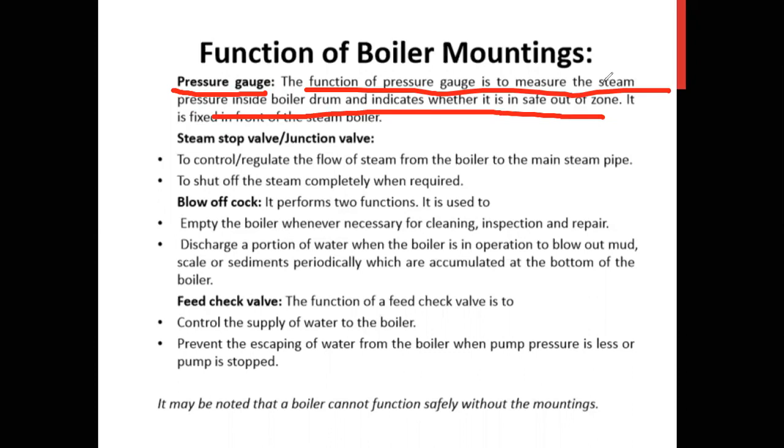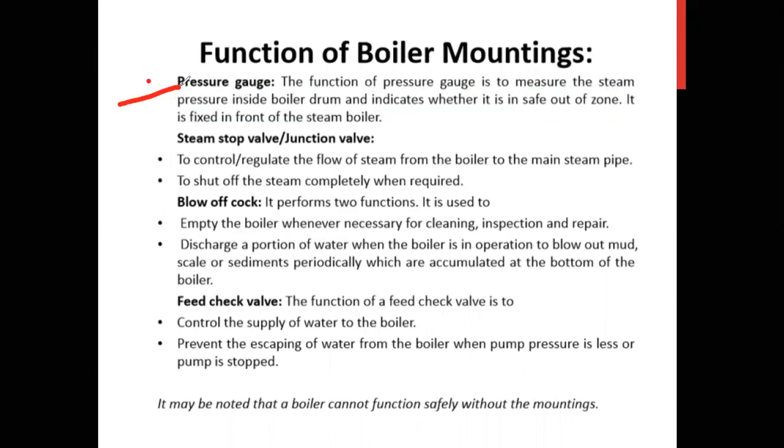Okay, so basically what is a pressure gauge? A pressure gauge is basically used for measuring the pressure inside the boiler. We measure what the current pressure value inside the boiler is. It is measured by the pressure gauge. So for that, we can call the pressure gauge a mounting because it is inside the boiler to measure the pressure.